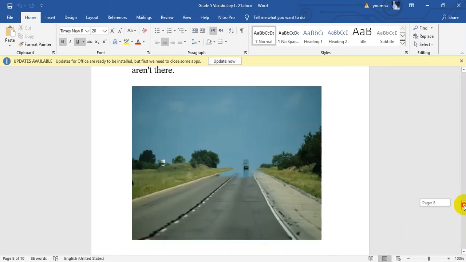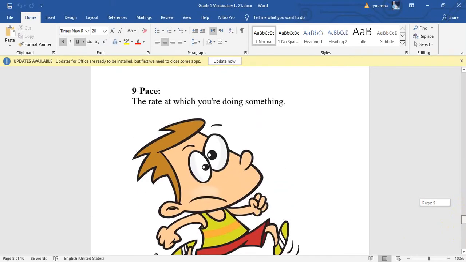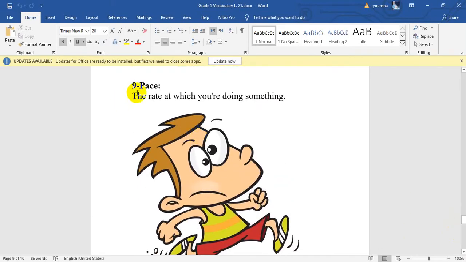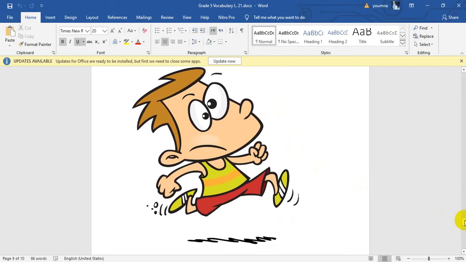So this is mirages. And then let's move to number 9, pace. Pace is the speed or the rate at which you are doing something. Pace, it means the speed of doing something or the rate at which you are doing something. Okay? So like this boy, he is running. So we want to know his speed or his pace.